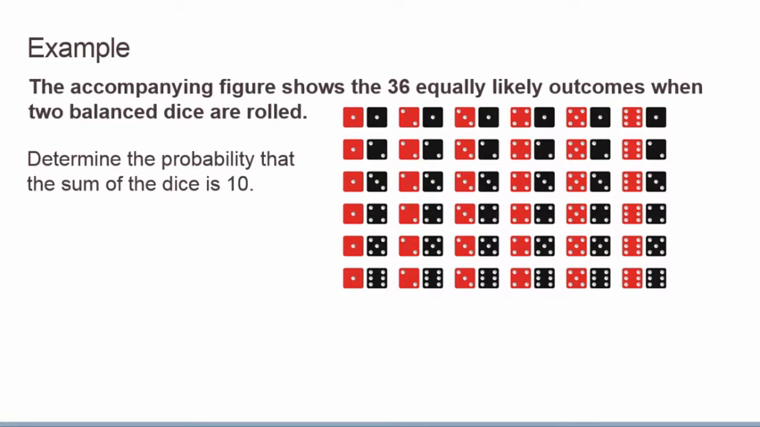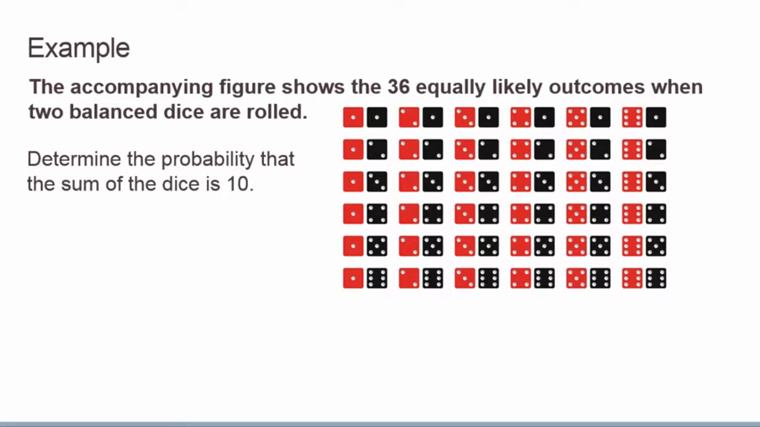Example: the accompanying figure shows the 36 equally likely outcomes when two balanced dice are rolled. We have the red die for the first one and the black die for the second one. We start with the red 1, the black 1, and list all the possibilities until we get to red 6, black 6. Determine the probability that the sum of the dice is 10.